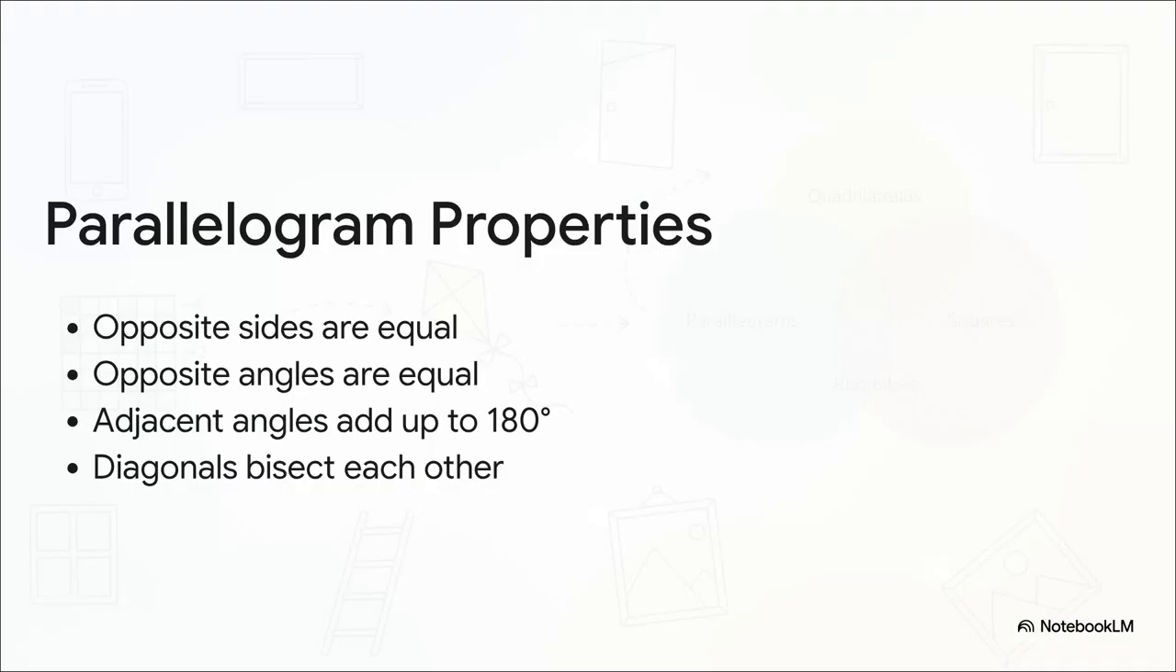And parallelograms have their own set of cool properties. Their opposite sides are equal, their opposite angles are equal, and just like our rectangle, their diagonals bisect each other. So this tells us something important about the family. Every single rectangle is a type of parallelogram, but not all parallelograms get to be rectangles.